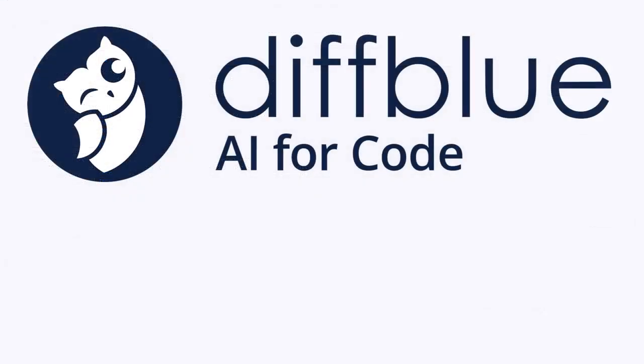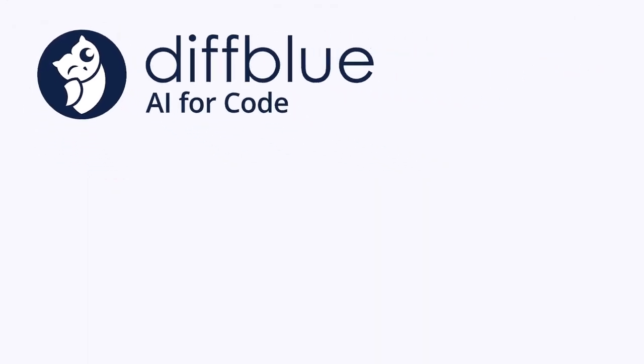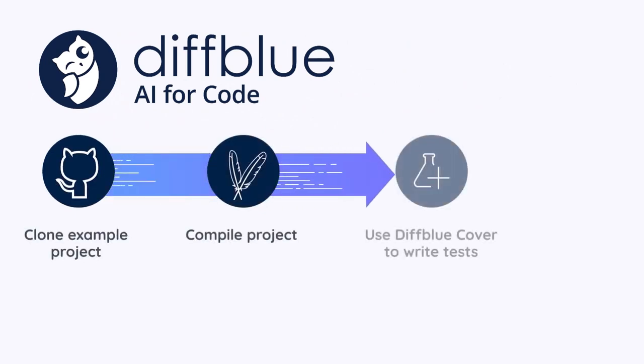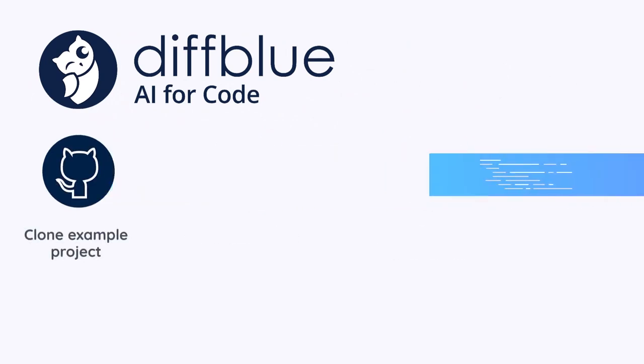Now we can start using Diffblue Cover. There are 3 key steps in this demo. We'll clone an example project, compile the project and check our environment, and then write tests for a class and for the whole sample project.